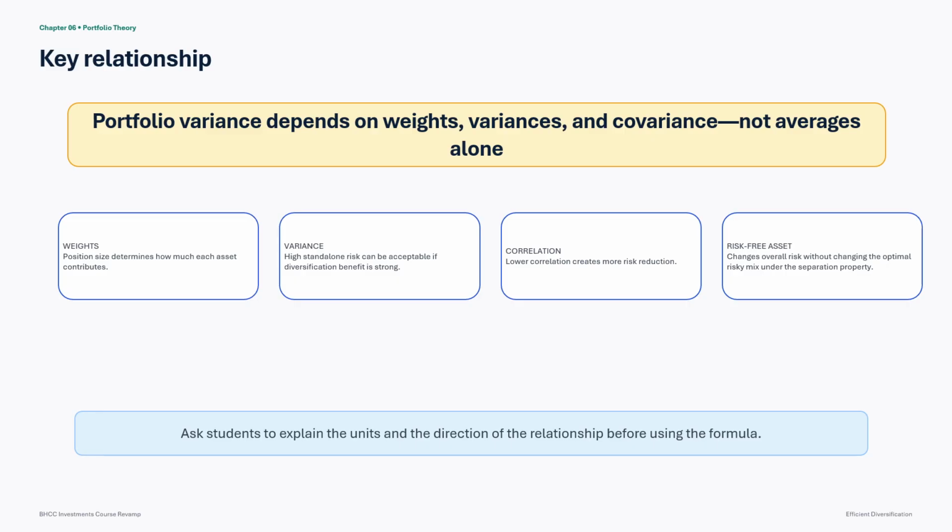If the assets tend to rise and fall together, covariance is positive and risk reduction is limited. If their relationship is weak, the portfolio may be less volatile than either a simple average would suggest. If the relationship is negative, one asset can offset part of the other's movement.